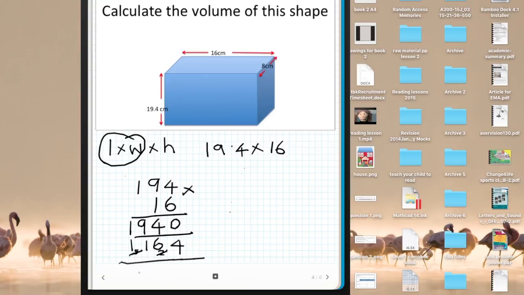Now we're going to add the two numbers together. Nothing add 4 is 4. 4 add 6 is 10. 9 and 1 is 10. Add 1 is 11. And 1, 2, 3. So we'll make that 0 look a bit better. Now, I've got 3104. And we started with 1 digit behind the decimal point. So we need 1 digit and then decimal point.